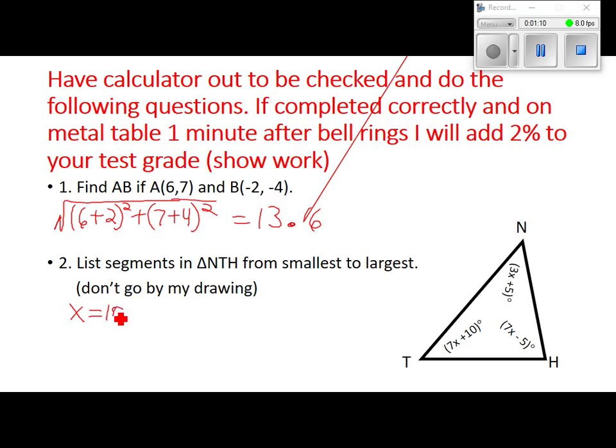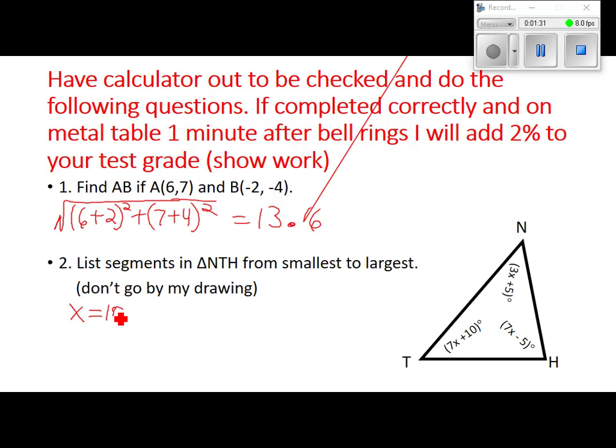What equation did I set up there? 3x plus 5 plus 7x minus 5 plus 7x plus 10 equals 180. The three angles of a triangle have to add up to 180. Do the three sides of a triangle have to add up to 180? No. You remember me saying that before? Make sure you don't make that mistake. Still a few people made it on the test.